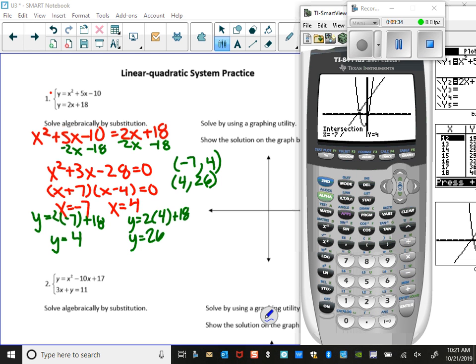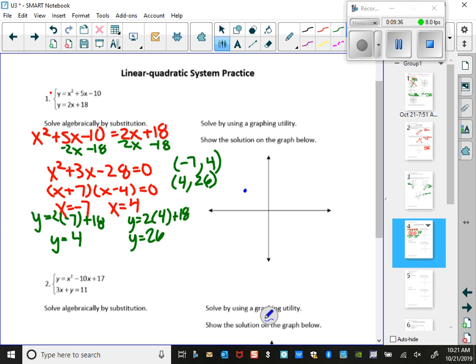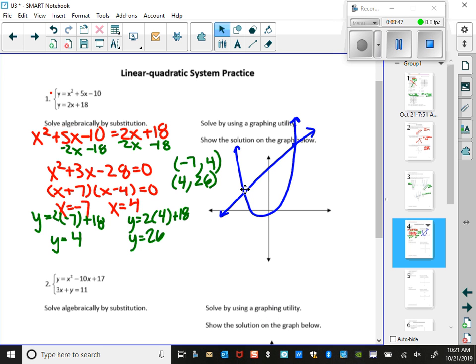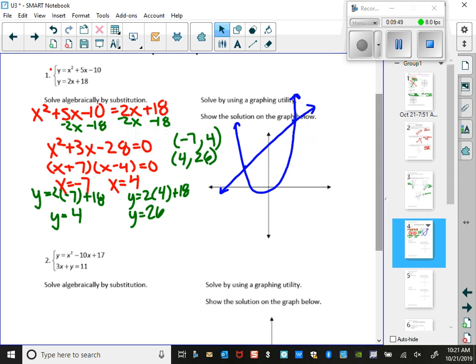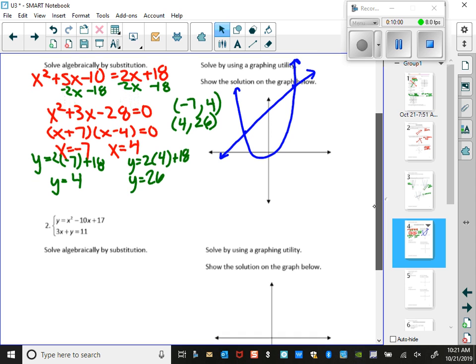So think about -7, 4, maybe some point over here, 426 up here. The graph looking something like this. The graph doesn't need to be perfect. It's more about getting in the habit of using the calculator to check your work with those intersection points.